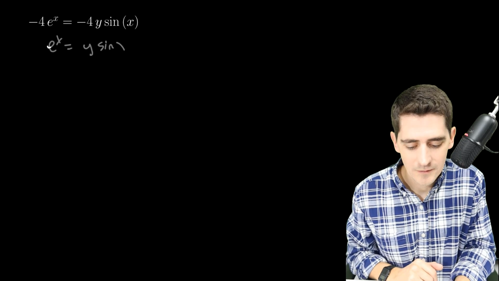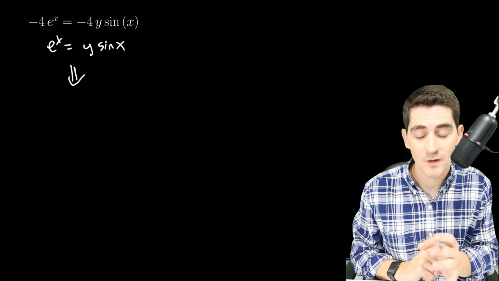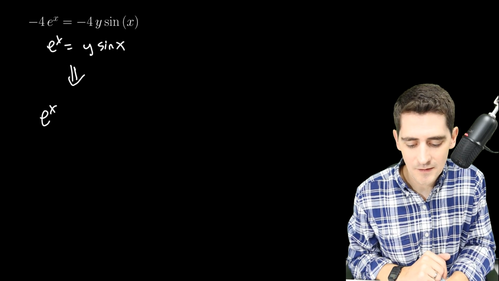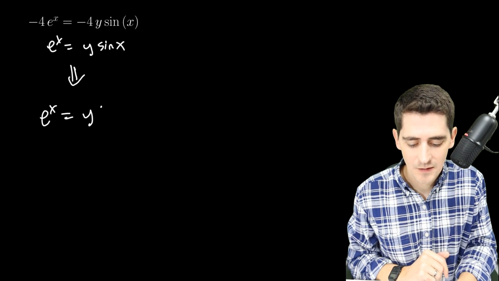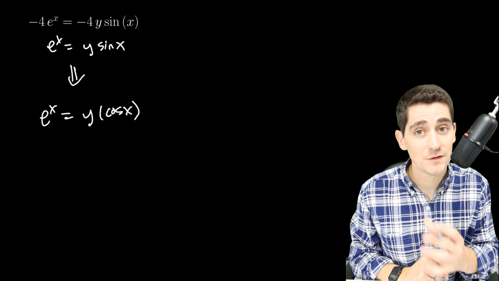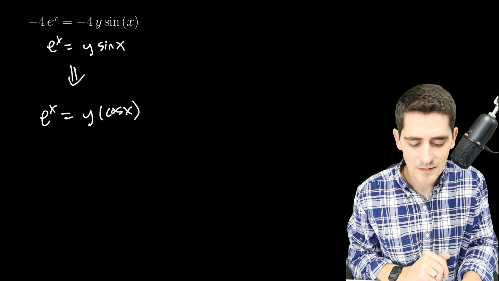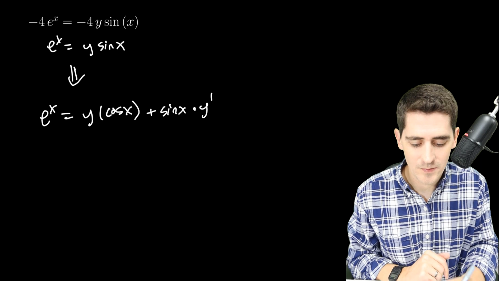Let's try another one. So this time I have negative 4e to the x equals negative 4y sine x. Let's go ahead and divide both sides of this equation by negative 4. Okay, so now when I take my derivatives of both sides, the derivative of e to the x is e to the x. y sine x is going to require product rule. I have first times the derivative of the second, which is just cosine x, plus the second, which is sine x, times the derivative of the first, which is y prime.